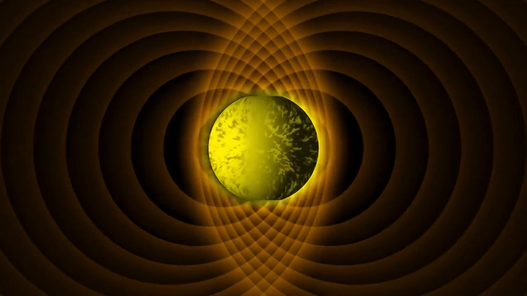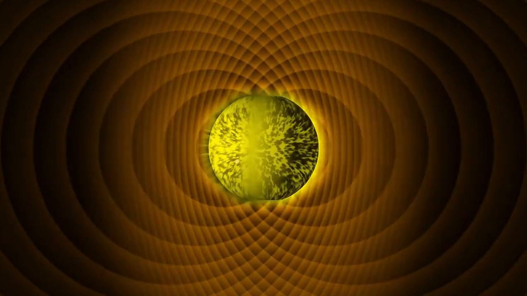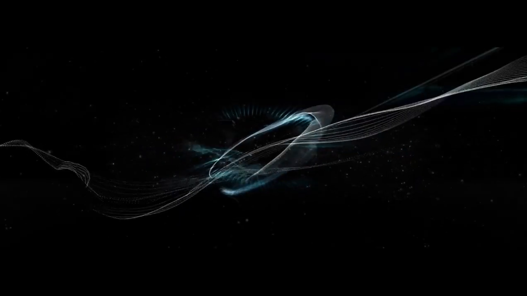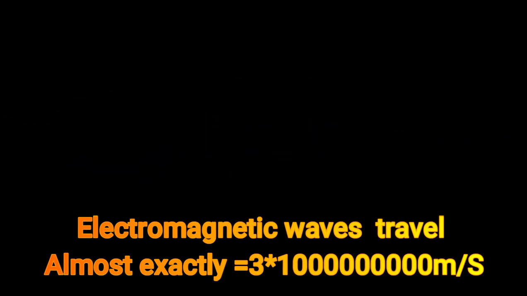Electromagnetic radiation is a wave of electric fields radiating through space, carrying electromagnetic radiant energy. It includes radio waves, microwaves, infrared, visible light, ultraviolet, X-rays, and gamma rays. He gave an equation called Maxwell's equation, which predicted that electromagnetic waves would travel through empty space at a speed of almost exactly 3 × 10⁸ meters per second in any frame of reference, and this was also experimentally proved.